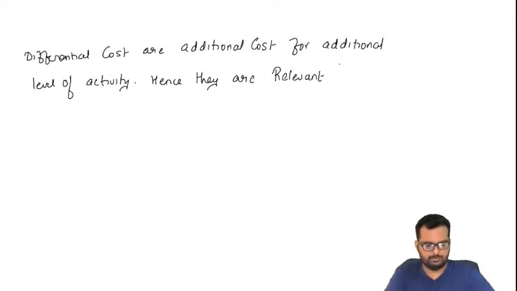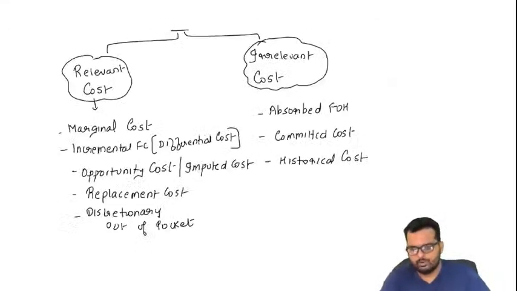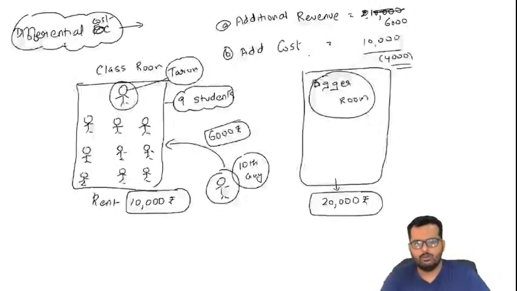Alright friends, have you all put up till here in your books now? Shall I go to the next part? Okay, so we learned about differential cost, we learned about marginal cost. What is the next thing? Opportunity cost.